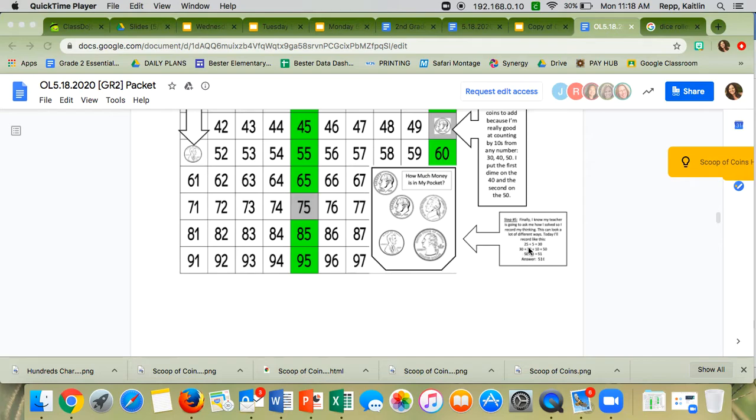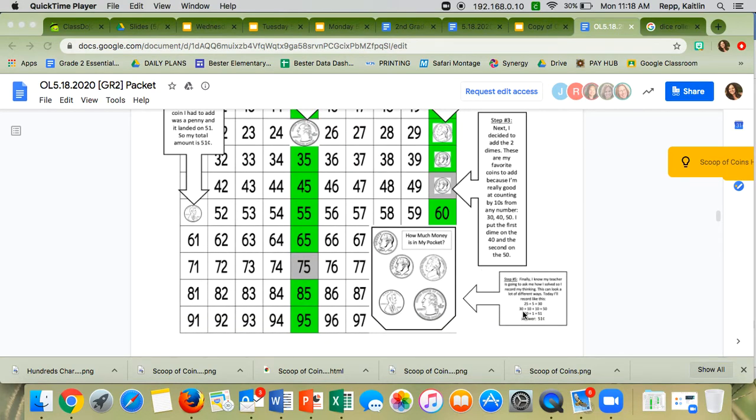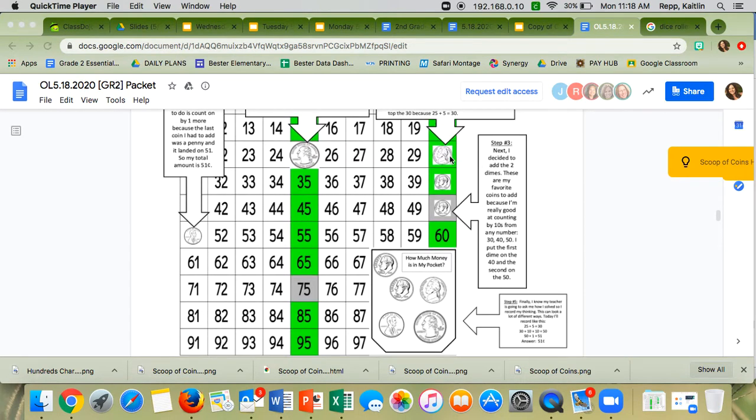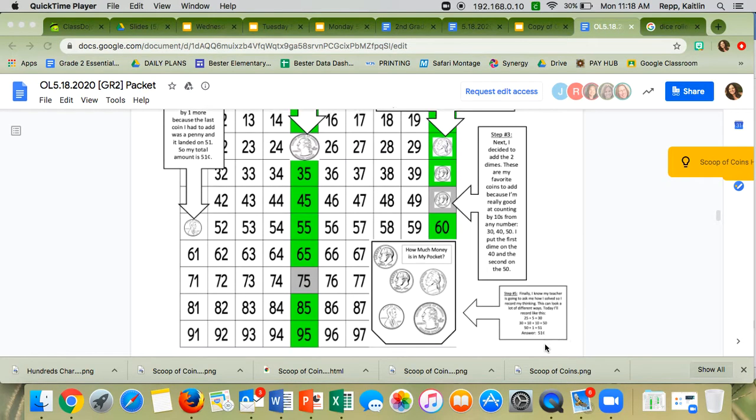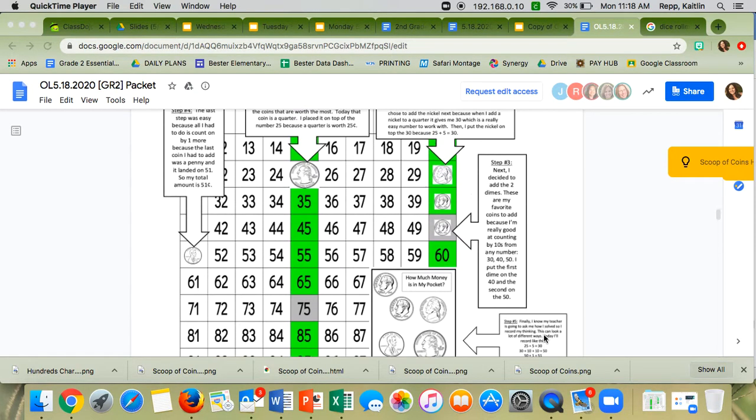So this person wrote 25 plus 5 equals 30. That was our first step. Then next, 30 plus 10 plus 10 equals 50. And then 50 plus 1 equals 51. And the answer is 51 cents. Don't forget to label your units, cents. So that's how you use a hundreds chart to help you count money.